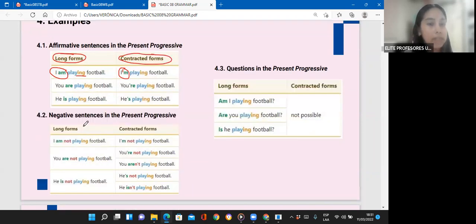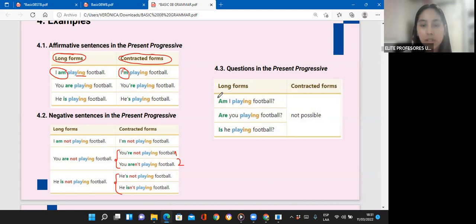We have the negative sentences. In long forms, I'm not playing football. Contracted form, I'm not playing football. You are not playing football. You're not playing football. Or you aren't playing football. Okay, here you have two options. One and two. What about the next one? He's not playing football. Or he isn't playing football.